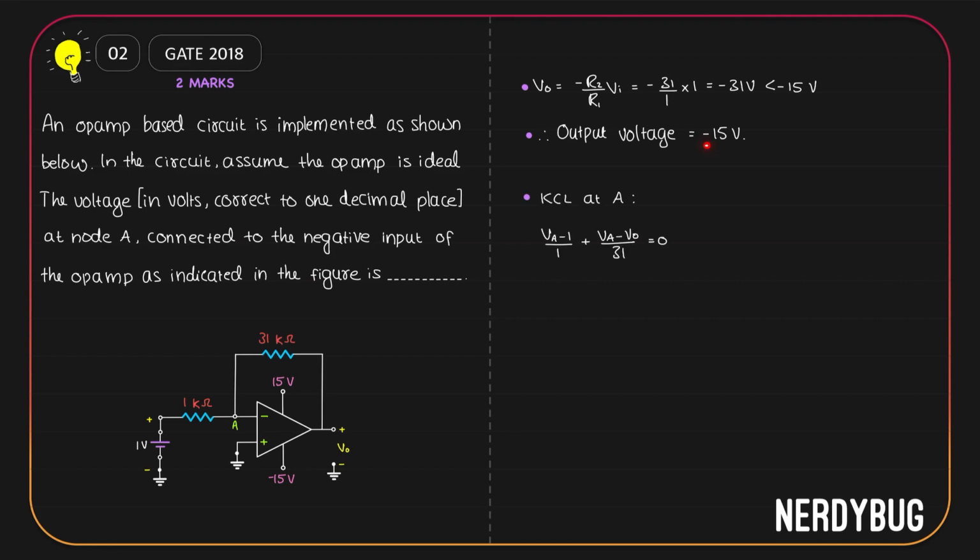We already found that VO is minus 15. So all we have to do is substitute that over here and find the value of VA. We get VA is 16 by 32, which is equal to 0.5 volt. So the most important thing to keep in your mind while solving a problem like this is that do not assume there is virtual ground concept unless the OpAmp is in linear region. If the OpAmp is in the saturation region, virtual ground does not apply.